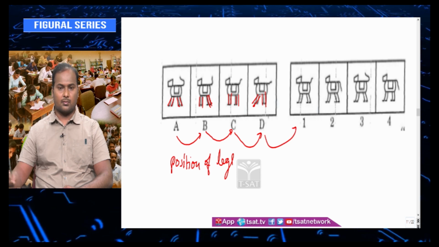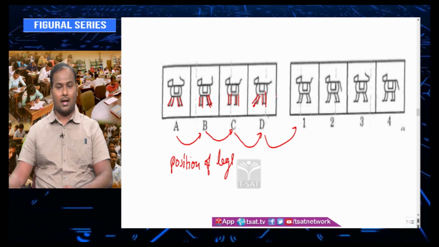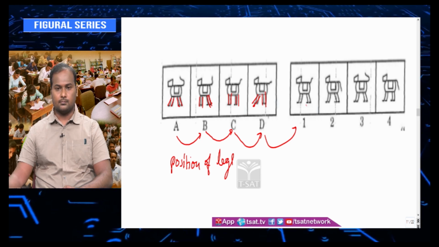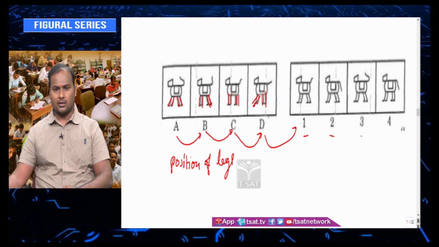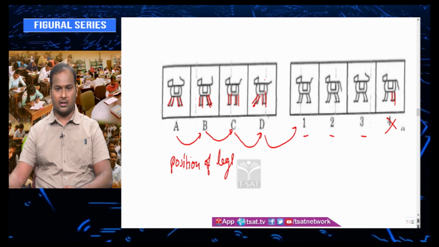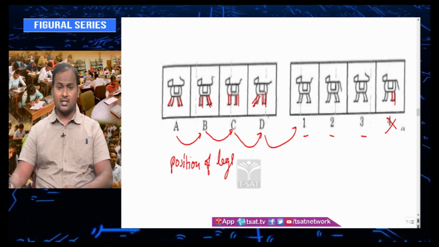And what is the change I can observe? The change that I can observe is even the back legs now move away. So even the back legs also move away. This is possible in option 1, option 2, option 3, but not in option 4, because in option 4 the legs are straight. Here also the legs are straight. So eliminate option 4.